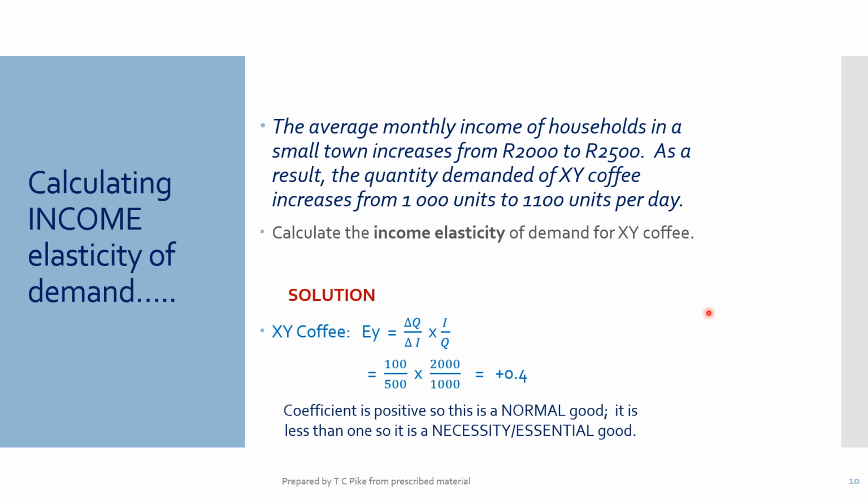Ladies and gents, just looking again, where do we get those numbers from? Your delta Q is simply your change in quantity from 1,000 to 1,100 units. There's your 100. Your delta I, delta income, change in income from 2,000 to 2,500. That's your 500. And then original income and original quantity. Please, ladies and gents, very, very straightforward. There is nothing complicated about this as long as you follow your formula.